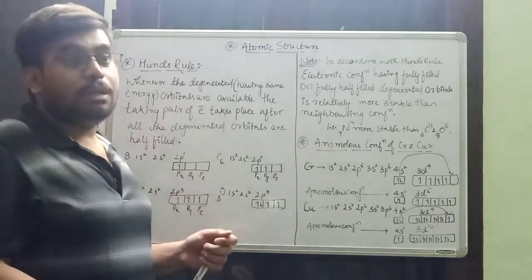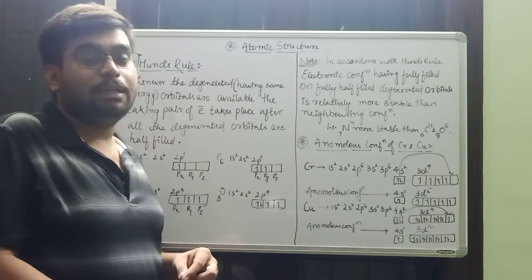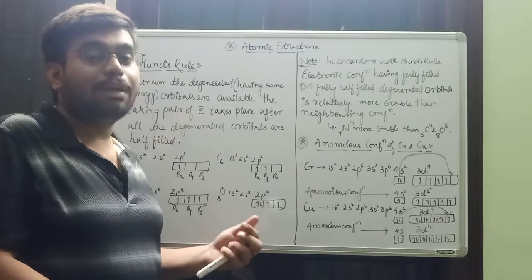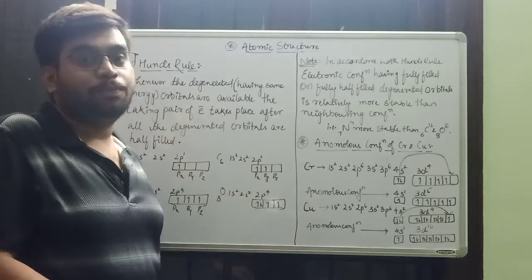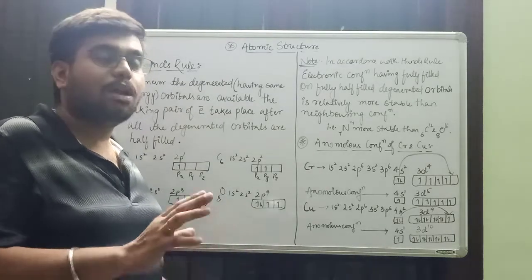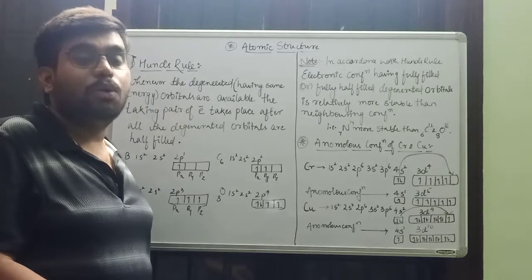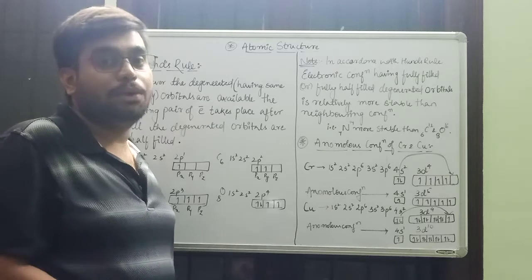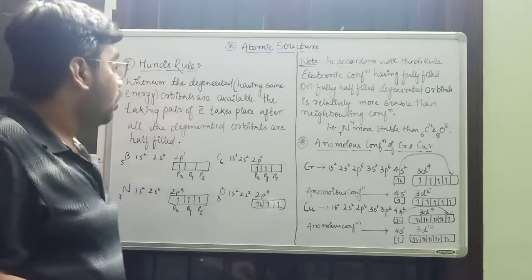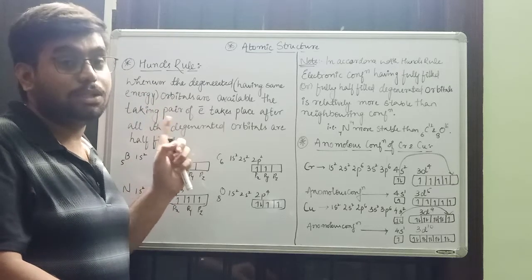And Aufbau principle: in the building up of an atom, the differentiating electron prefers to enter the orbital having the lowest energy, that is, the lower n plus l value. If there are orbitals which have the same n plus l value, then we go ahead with the orbital having the lower n value. Done. Now we are going ahead with a wonderful concept, Hund's rule.